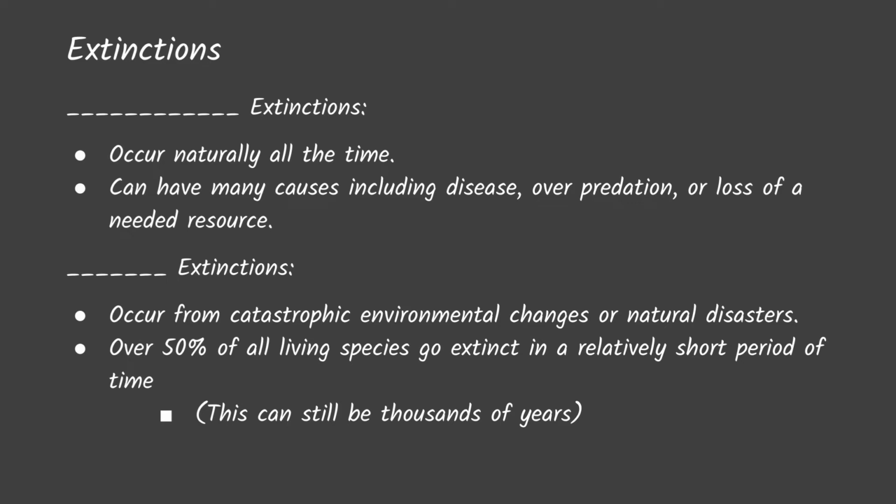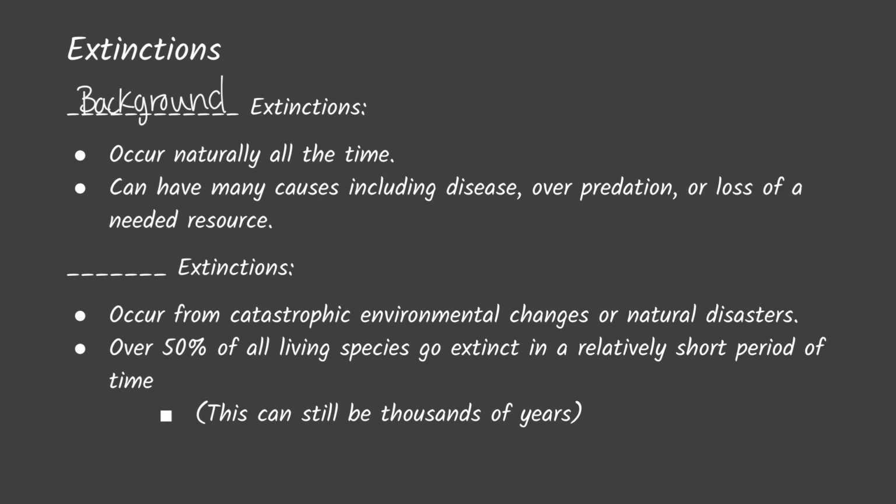And extinctions are not rare. Extinctions happen all the time. Every day, things go extinct. Scientists estimate that of all the species that have ever lived on Earth, 99.9% of them have gone extinct. So this kind of normal, everyday extinction is what we call background extinctions. They just happen in the background.